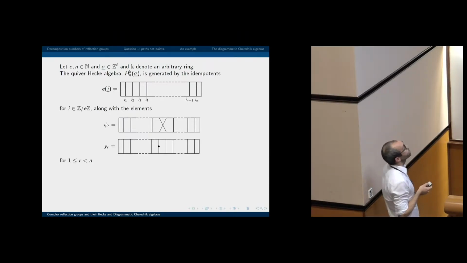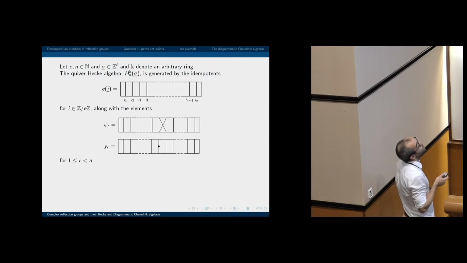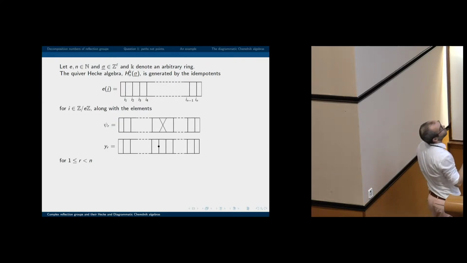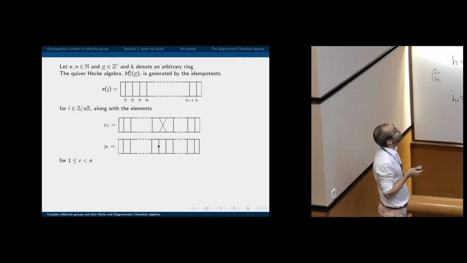So hopefully most people are now familiar with this idea that there is a new presentation for the Hecke algebra. The word quiver there means that it's just the first presentation of this, where we have idempotents labeled by n-tuples of integers, which come from Z over eZ. There you go for I there. Along with things that look like braid relations and things which behave like Jucys-Murphy elements. Okay, and that should actually have r equal to n as well for that last one.